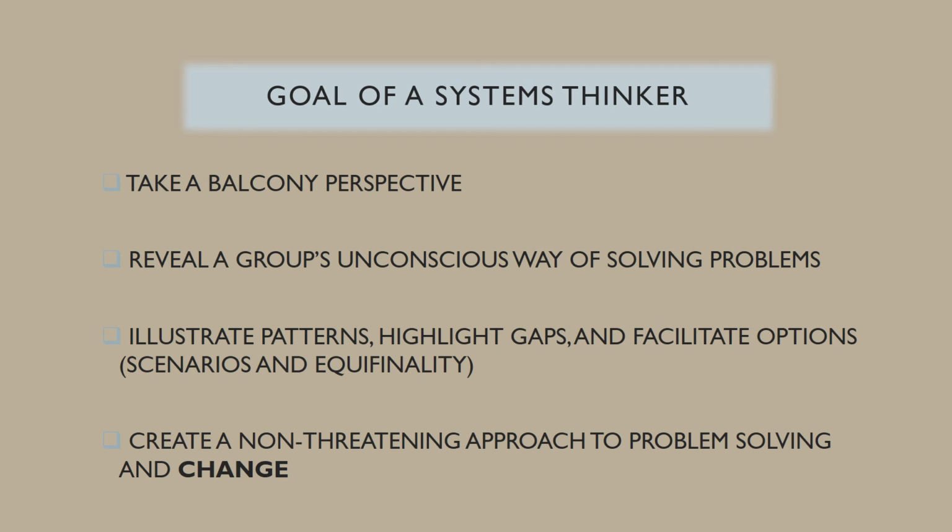Another goal of a systems thinker is to illustrate patterns, highlight gaps, and facilitate options. We call these scenarios. Another term in the academic literature is called equifinality. Kind of a fun word, but in essence what it means is that there are multiple plausible solutions to a lot of our complex challenges. I think oftentimes in organizations we automatically say A plus B equals C. Well, maybe not. Maybe there's another way to get to C. Maybe if we started at the back of the alphabet and went all the way through, we could still land at C. And that's just one example of how we can then provide multiple options.